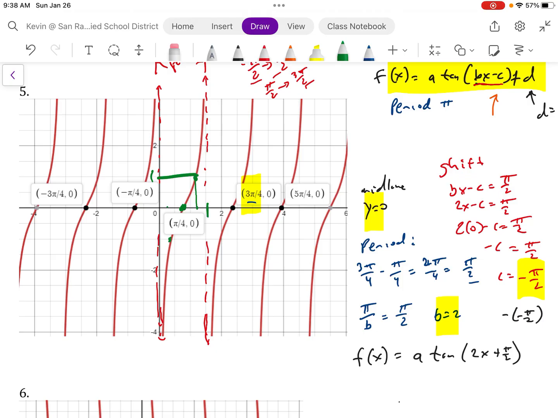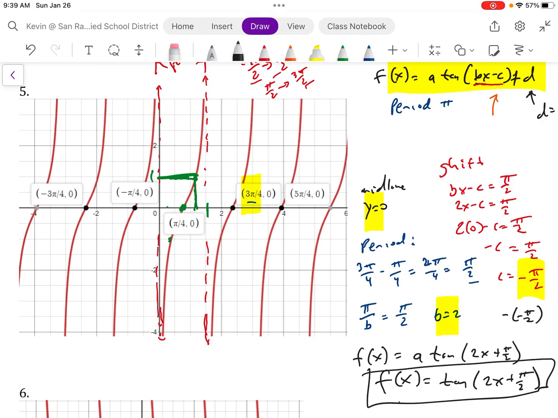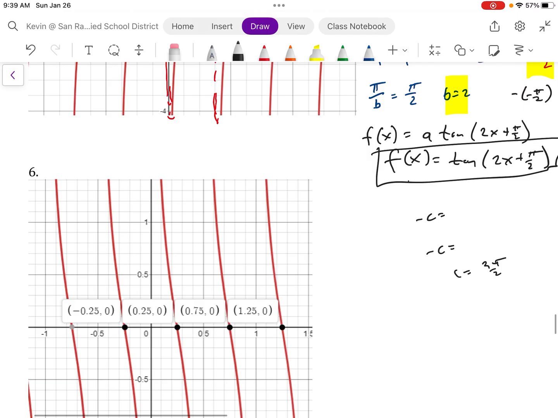And if I came this way, it would be down here, and it'd be 1. So since it's only halfway between where the graph crosses the midline and the asymptote, we go up, and where that hits the graph gives us our A. And since it's 1, we don't have to put anything for A. So our final equation for this one is f of x equals tangent of 2x plus pi over 2. That'd be our answer. So hopefully that makes sense. Ask me in class if it doesn't.